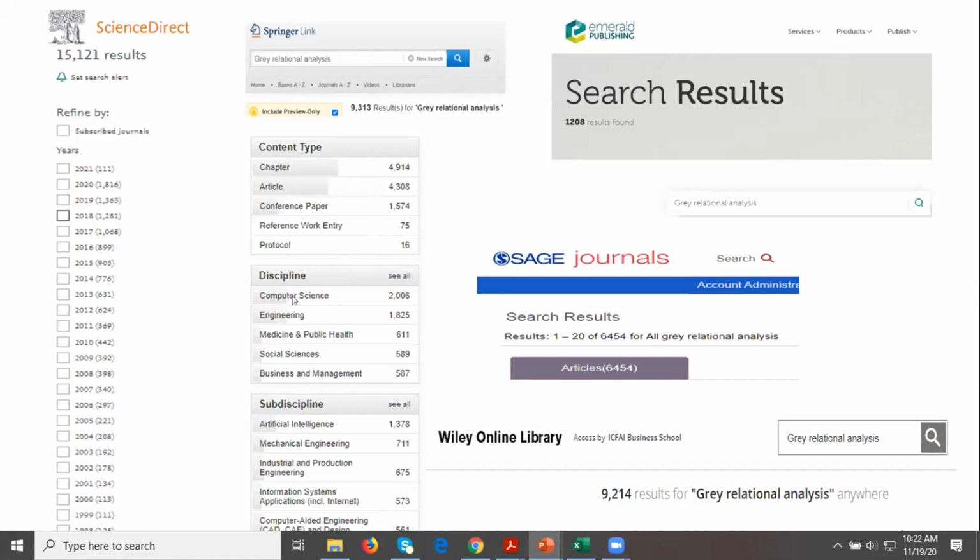Even computer science is using it, because in artificial intelligence this analysis is used to predict the values. In the engineering sector, in medicine and public health, they are also using gradation analysis nowadays. In social science and business management it is used to make decisions, to predict the economy and to forecast the future economics. That is also possible by using gradation analysis. So you can see how many papers are published in this field. Gradation analysis is used in every field.